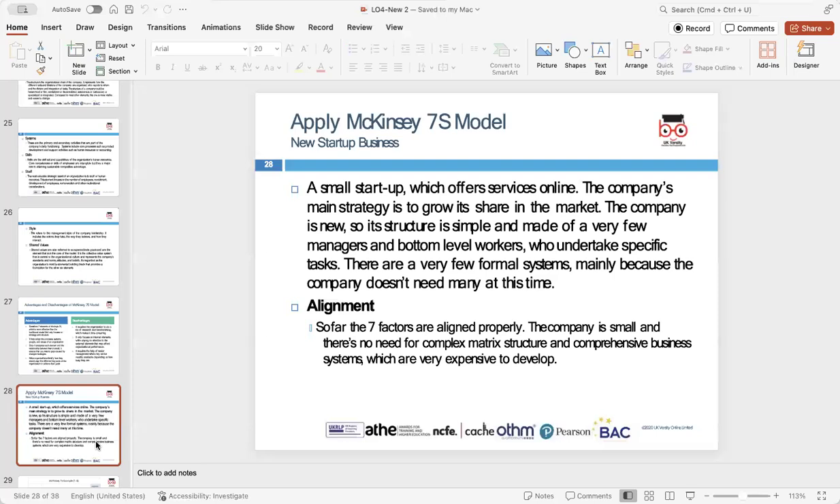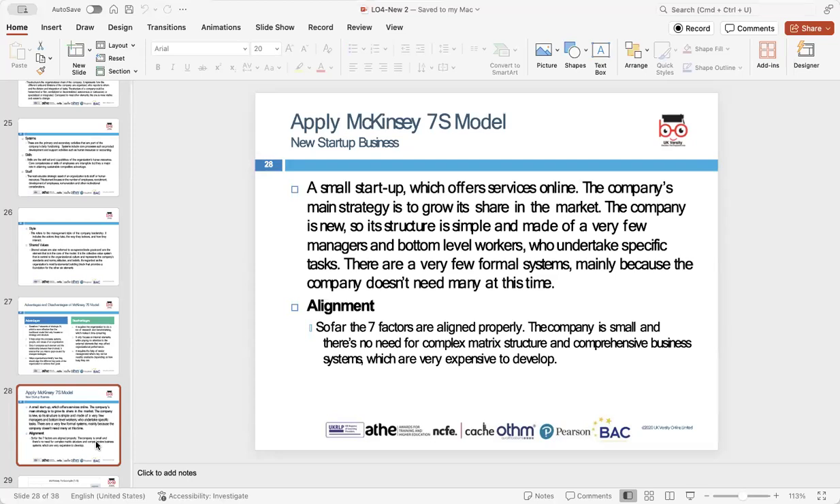Right. So, application of McKinsey's 7S model in the initial phase. Consider a small business startup that operates online and aims to expand its market share. The company's strategy focuses on market growth, and its structure is simple, consisting of a few managers and lower level employees handling specific tasks. The startup has minimal formal systems due to its size and early stage.